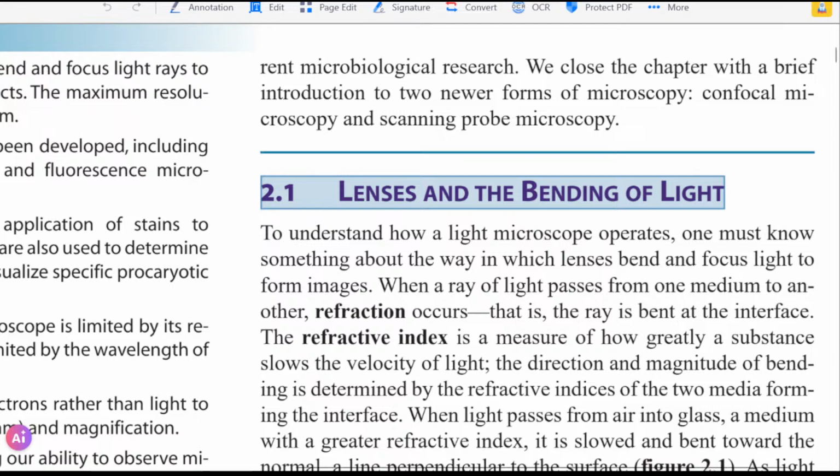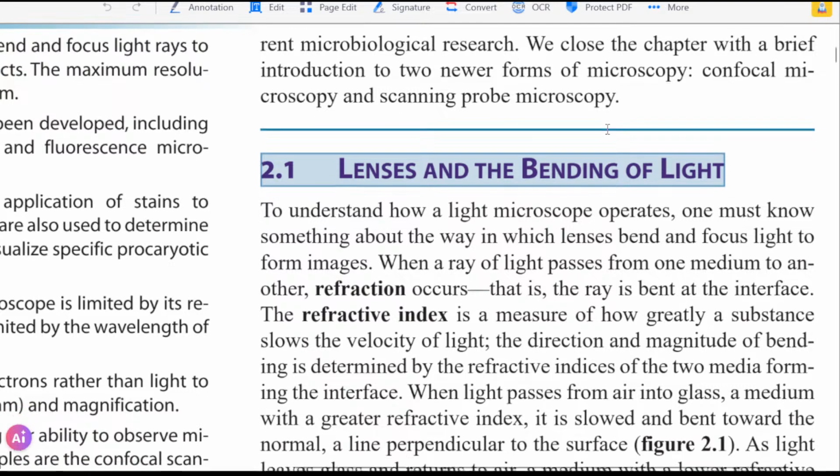I think it is usually 1 or 2 in a specific area, unless there are big research centers or things like that. So we close the chapter with a brief introduction to the 2 newer forms of microscopy: confocal microscopy and scanning probe microscopy. Oh my god, probe. Okay, let's not talk about this, they are going to explain it at the end.